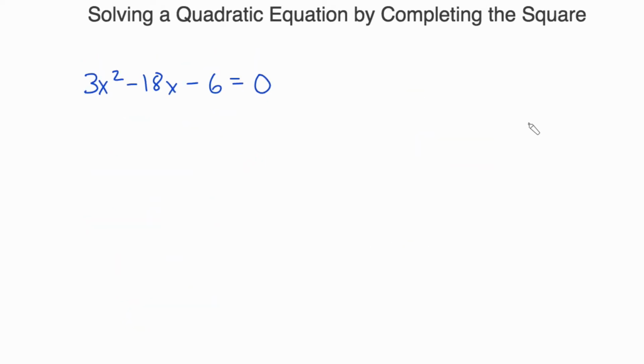Let's go on to a second example. So in this one, we have 3x squared minus 18x minus 6 equals 0. So our first step is to make sure that our x squared does not have a coefficient. In this case, it does have a coefficient.